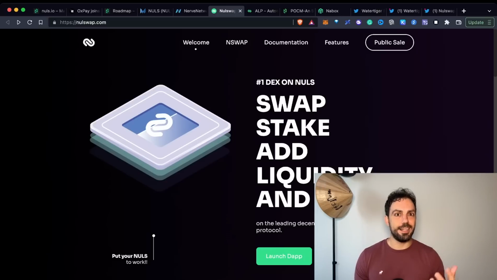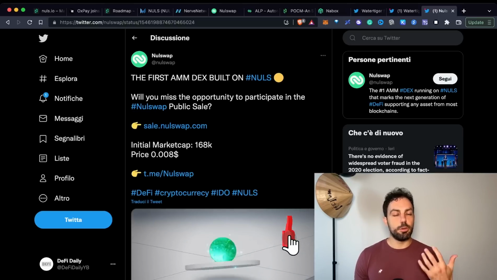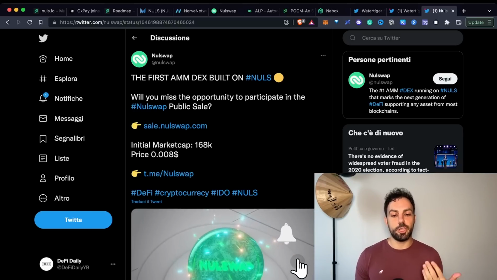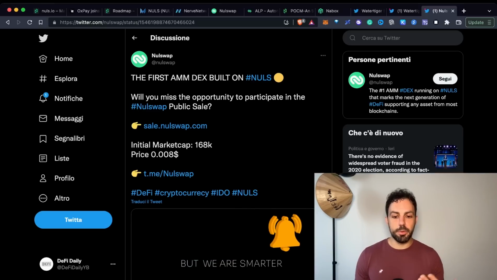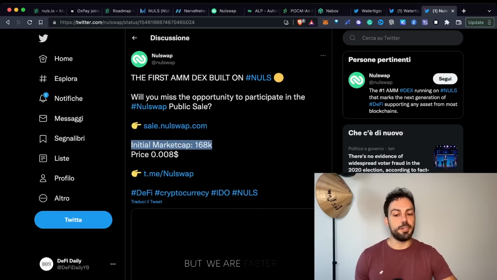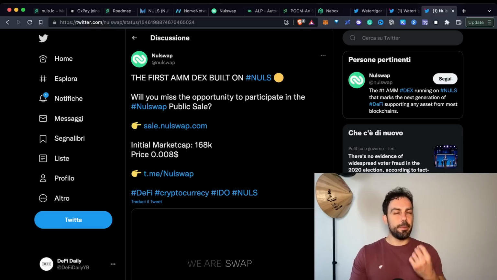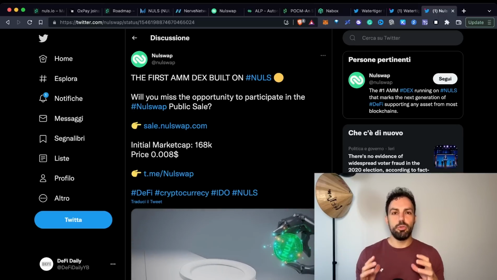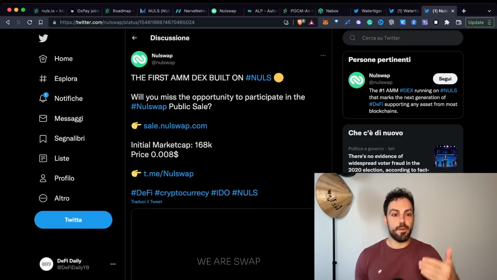The name is Nuls Swap, and as you can see, right now it is going through a pre-sale. If you want to know more about Nuls Swap, you can also follow them on Twitter. For example, here you can retrieve more information about their IDO with the pre-sale, and as you can see, the initial market cap is quite low, 168k. That is quite a low market cap, and the main reason is because when we are talking about Nuls, we are still talking about a blockchain that is just a niche, that is just starting to move its first steps right now.